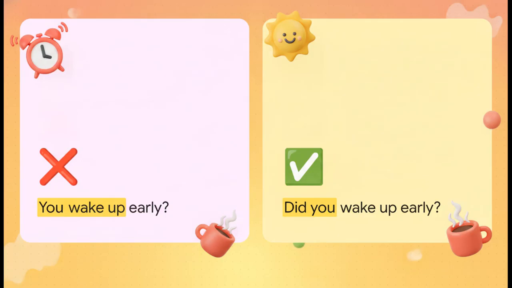A really common mistake here is just raising your voice at the end to ask a question without changing the actual words. You don't want to just say, you wake up early? Don't forget your helper word at the very beginning. Otherwise, it just sounds like a confusing present tense statement. The correct way is, did you wake up early?